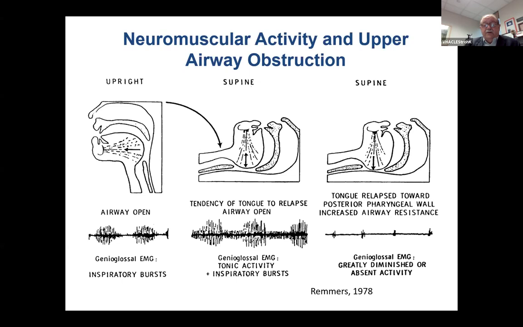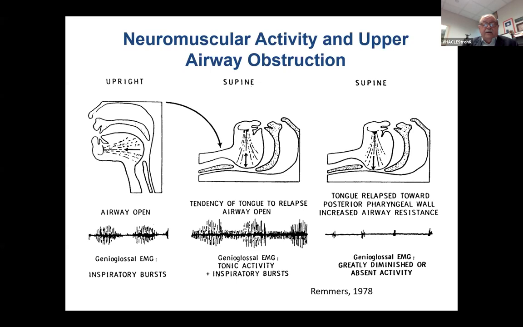That's the original Remmers. That was 78. We published ours in October. He published his, I think it was July, in the Journal of Applied Physiology. But we knew of his work, and we got the idea of genioglossal EMG from John Remmers.